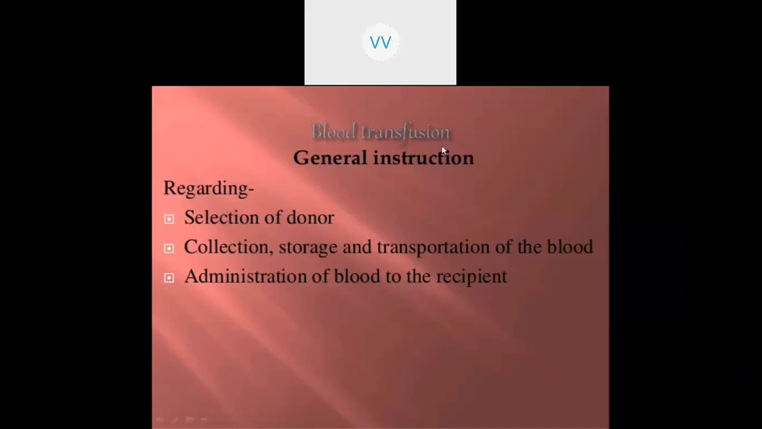General instructions regarding selection of donor, then collection, storage, and administration of blood to the recipient. Now I'll tell the general instructions for selection of the donor: the rules and regulations for selection of the donor, the rules for collection, storage and transportation of blood, and the rules for administration of blood to the recipient.